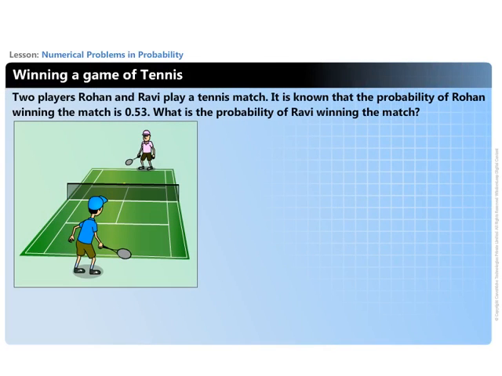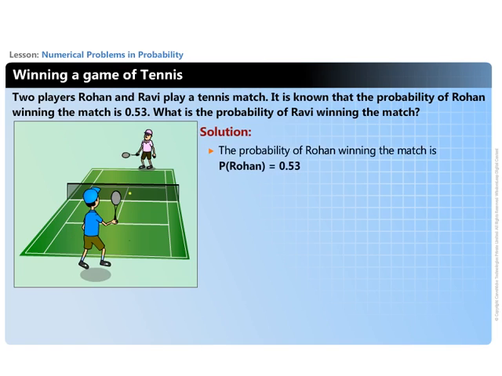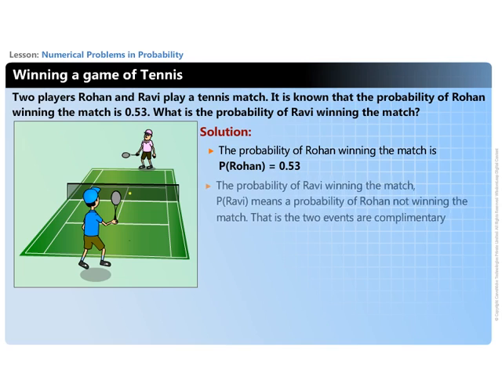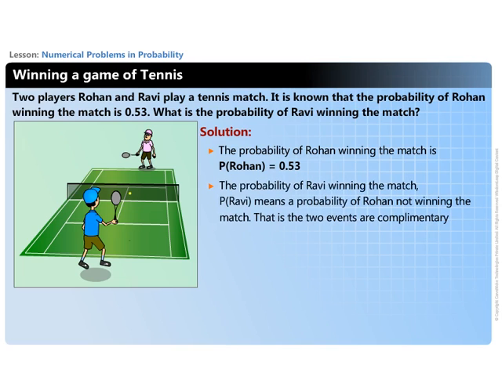Two players, Rohan and Ravi, play a tennis match. It is known that the probability of Rohan winning the match is 0.53. What is the probability of Ravi winning the match? The probability of Rohan winning the match is P(Rohan), that is equal to 0.53. So, the probability of Ravi winning the match, P(Ravi), means the probability of Rohan not winning the match.